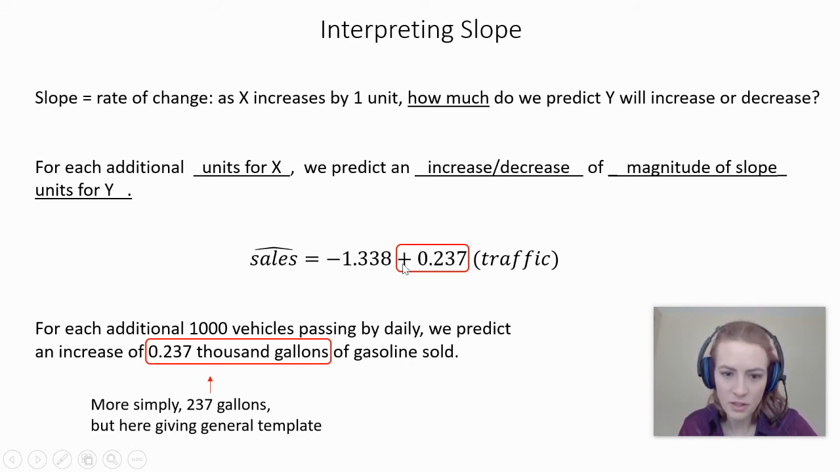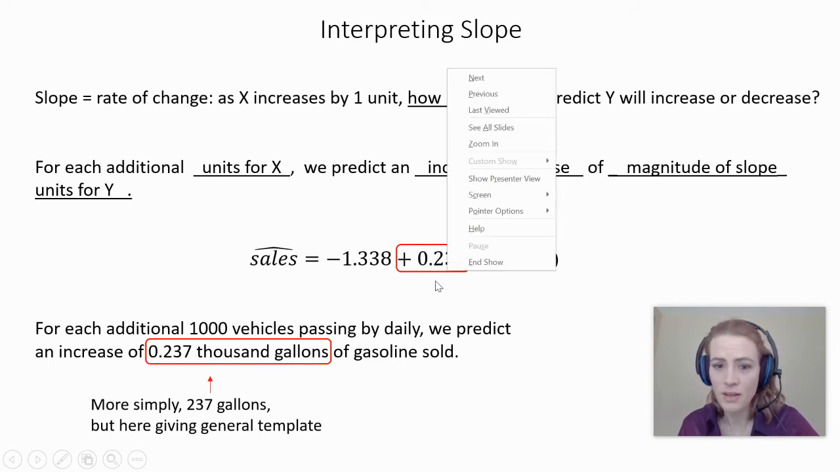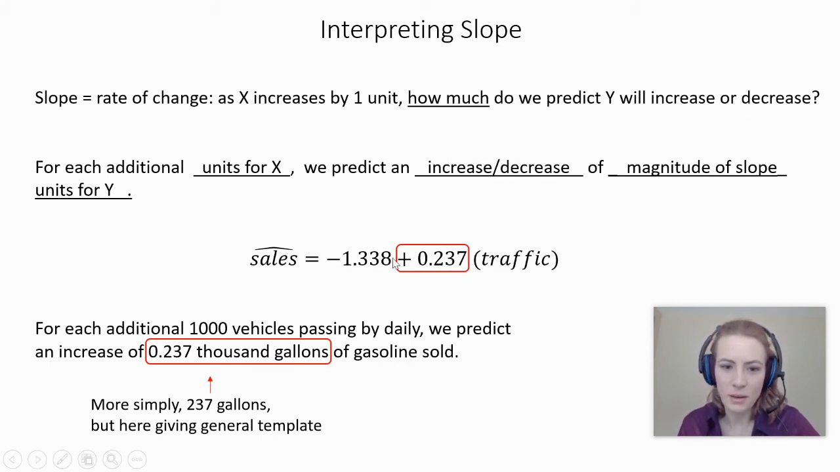So if it's a positive slope, a plus sign, we predict an increase, and the number would tell you how much. Whereas if it was a minus sign here, it would be a negative slope, and that would tell you how much of a decrease we predict. All right, so here is a kind of fill-in-the-blank interpretation you're welcome to use.